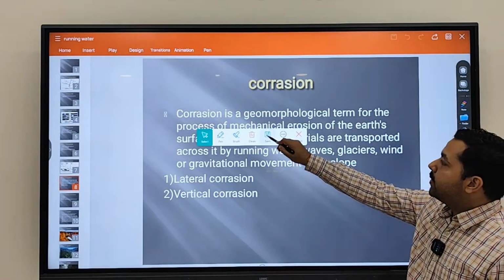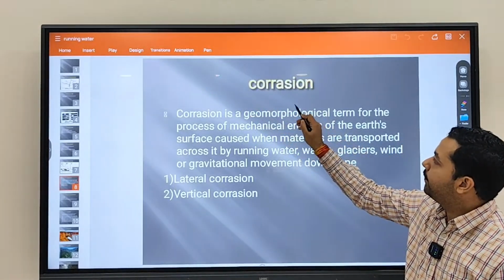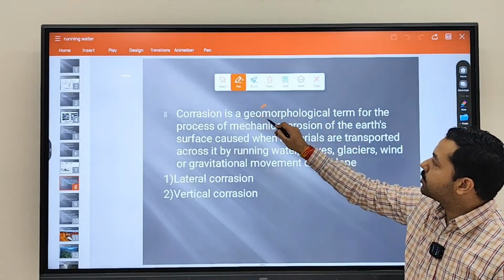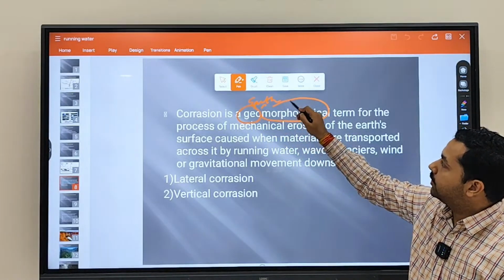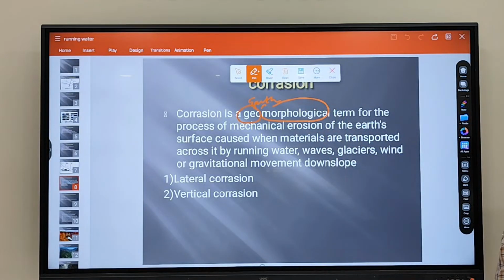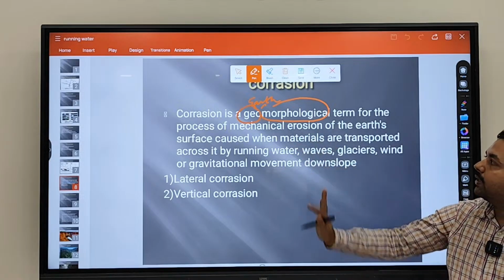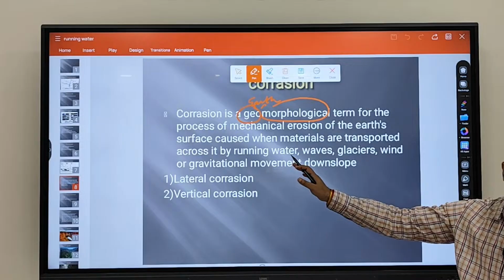Morphological means what? We discussed structure. So it is dealing with the structure part. Morphology is dealing with the structure part, and geo means earth. So it is dealing with the earth structure or earth's landform. So it is a geomorphological term for the process of mechanical erosion of the earth surface caused when material is transported across it by the running water.